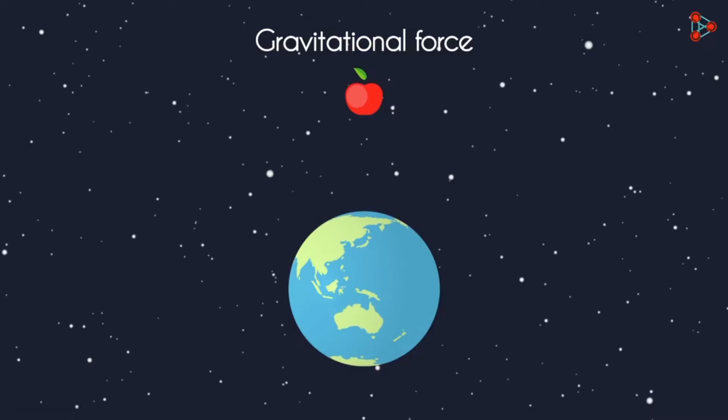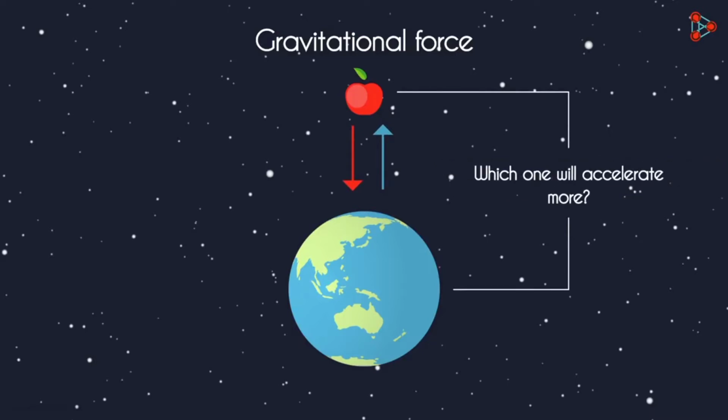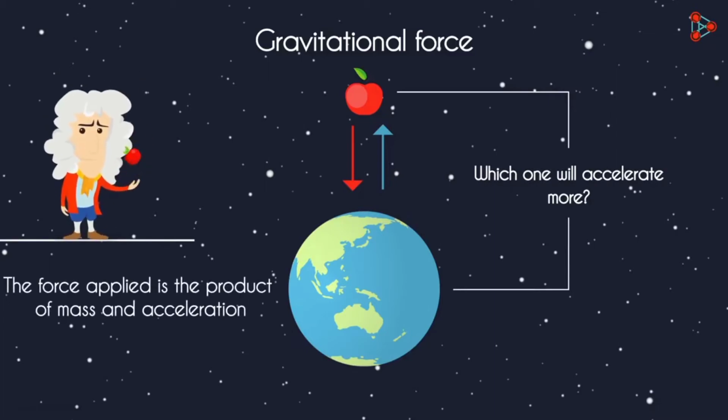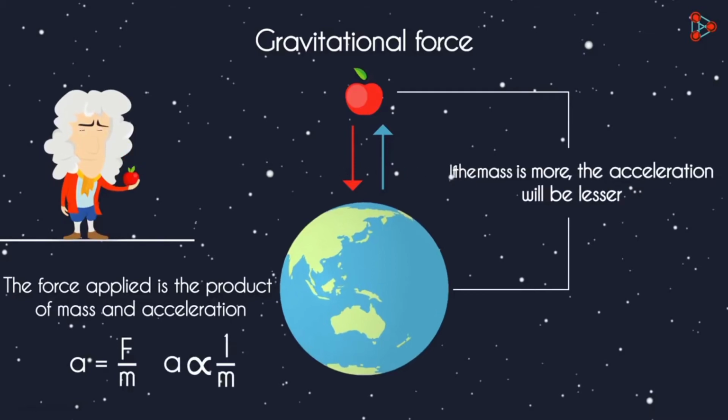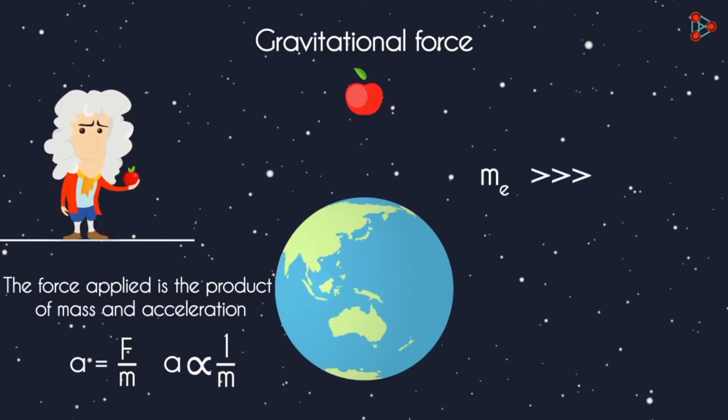Based on what we learnt about the gravitational force, both apply an equal force to attract the other object towards itself. So if the forces are equal, which one will accelerate more? Based on Newton's second law, we know that the force applied is the product of mass and acceleration. So the acceleration will equal force over the mass. The acceleration is inversely proportional to the mass. If the mass is more, the acceleration will be lesser. As the mass of the earth is much more than the mass of the apple, it is the apple that accelerates towards the earth and not the other way around. Hope that makes it clear.